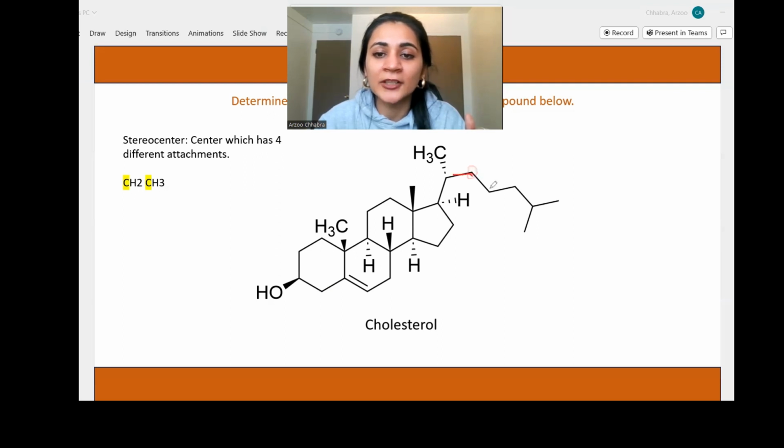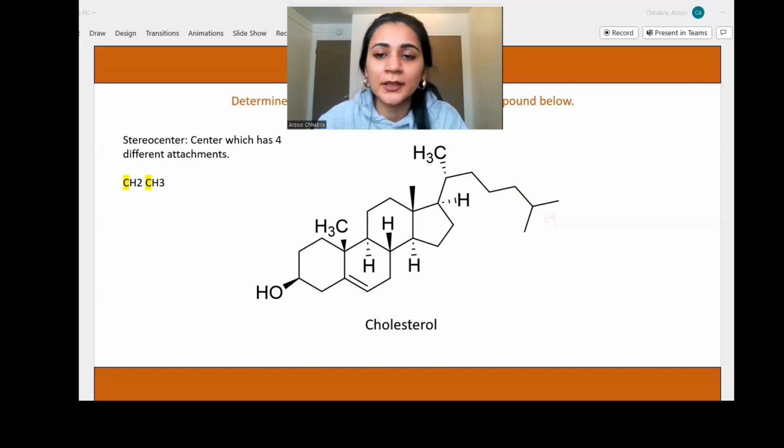Because there are 2 attachments and there are 2 H's present on them, it is excluded as the stereocenter. Excluded as the stereocenter, there are 2 H's present on it. Excluded as the stereocenter, again, 2 H's. Not a stereocenter. There is 1 H here, okay?